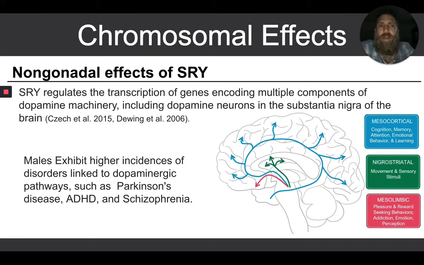And so it may not be a surprise that we see that males exhibit higher incidences of disorders that are linked to the dopamine pathways, such as Parkinson's disease, which I described in detail, ADHD, and schizophrenia. They're all disorders that are characterized in some way by some kind of deficiency in or mismediation of these neurons or of these pathways. So the SRY gene has non-gonadal effects, such as development of the dopamine pathways.